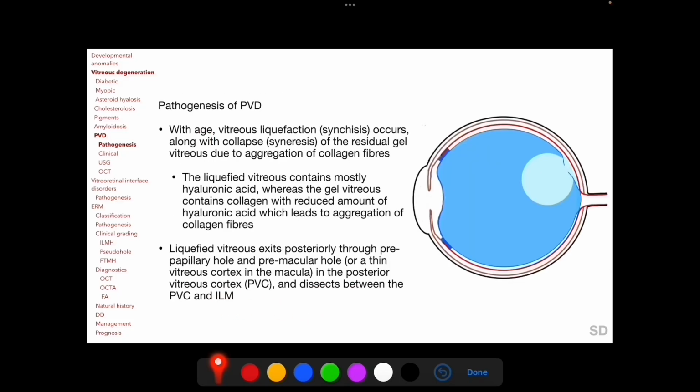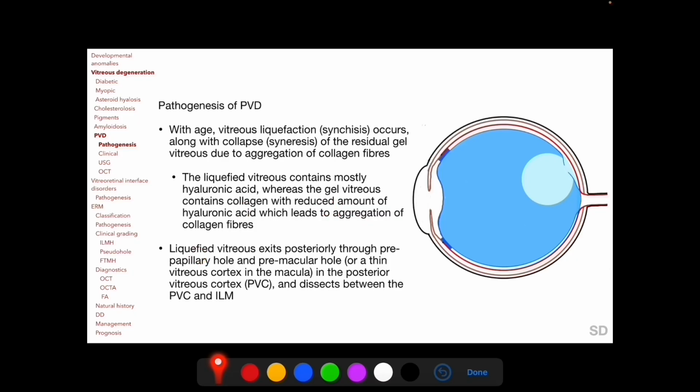With age, vitreous liquefaction or synchysis occurs along with collapse or syneresis of residual gel vitreous due to aggregation of collagen fibers in the gel vitreous. The liquefied vitreous contains mostly hyaluronic acid, whereas the gel vitreous contains collagen with a reduced amount of hyaluronic acid, which leads to aggregation of the collagen fibers.